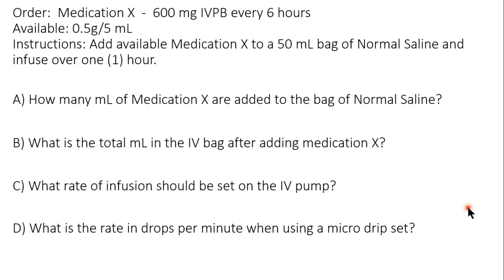C, what rate of infusion should be set on the IV pump? And D, what is the rate in drops per minute when using a microdrip set? I'm going to give you guys some time to work on these. Please let me know in the chat once you're ready, and we will go over the procedure.